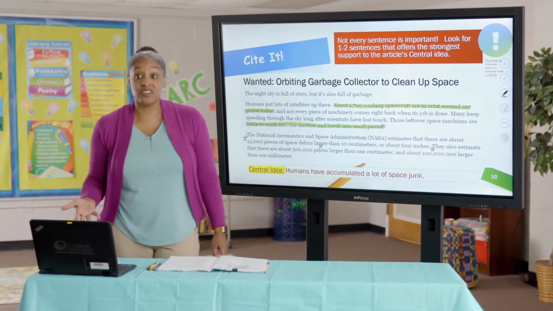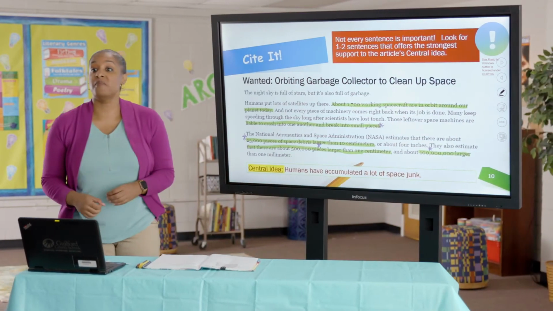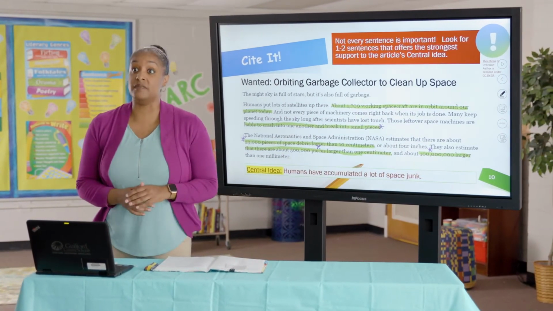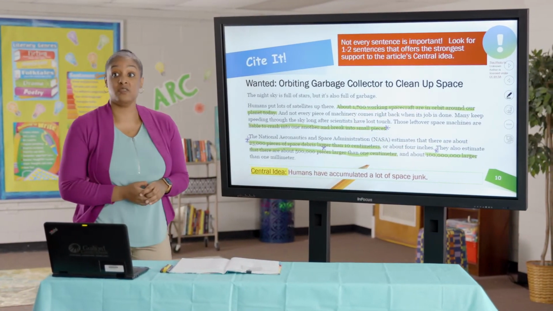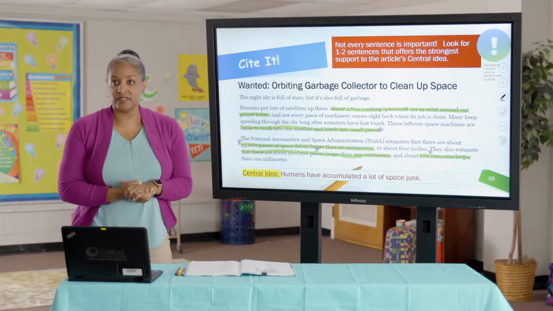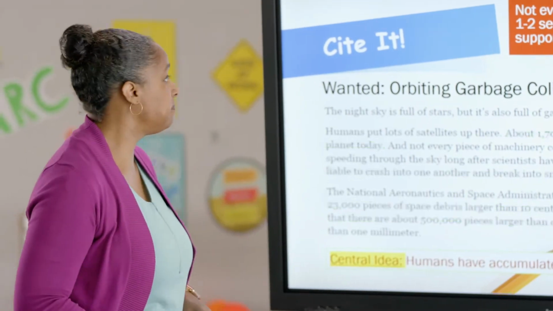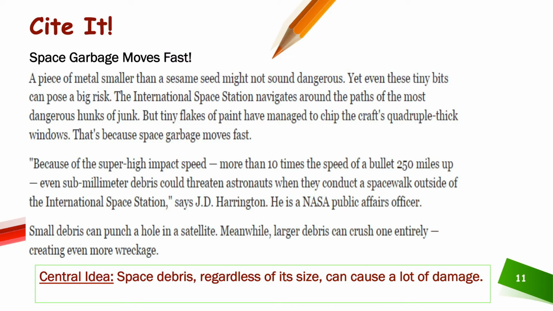Was there anything else that stands out? Where it talks about the 23,000 and then the 100 million of the larger pieces and the 500,000. Because here it's talking about the different sizes of the space junk pieces or fragments. How do we feel so far? Let's try another example in our second section. This one is titled, Space Garbage Moves Fast.